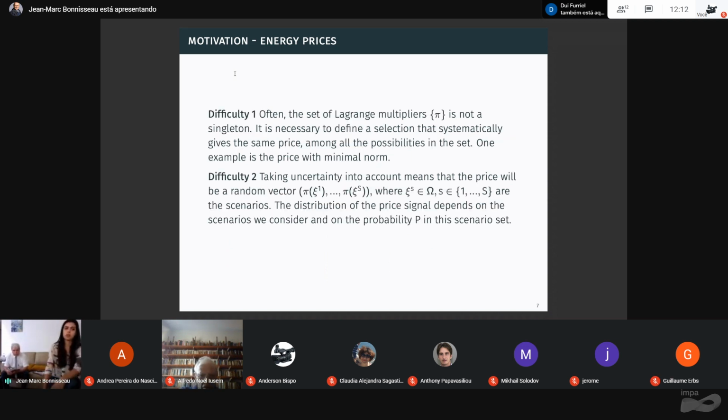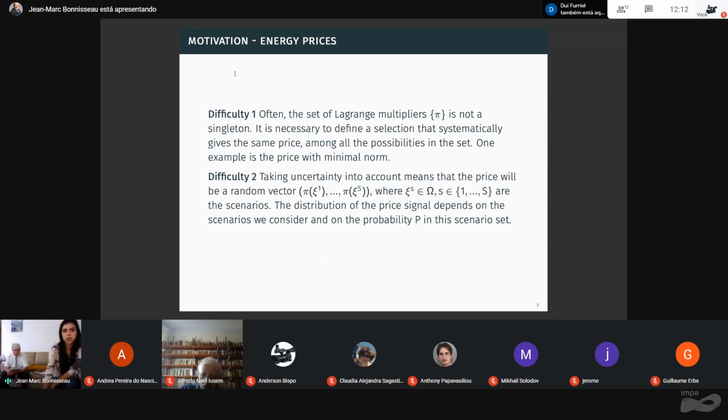In this context, we will talk about two difficulties. Difficulty one: often the set of Lagrange multipliers pi is not a singleton. So it's necessary to define a selection that always gives the same price among all possibilities in the set. One example of this selection could be the minimal norm price. And difficulty two: taking uncertainty into account means that the price will be a random vector. Here we have pi of xi1 to xiS, where xiS are the scenarios. The distribution of the price signal depends on the scenarios you consider and the probability p in the scenario set.